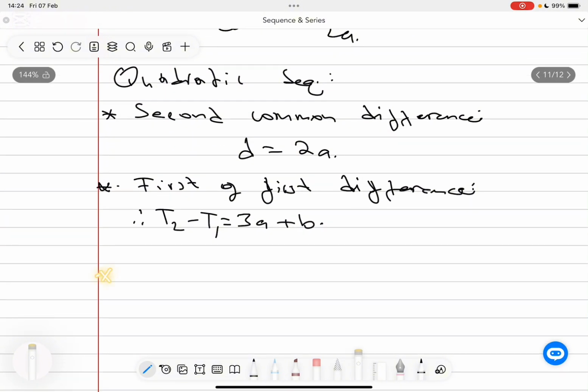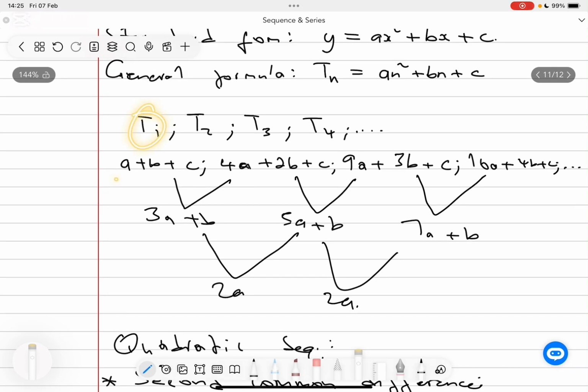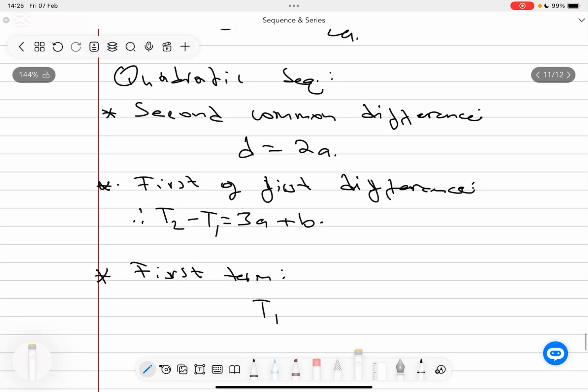Now, the other observation that we made is that the first term in this sequence is really defined by t1, because it's the first term really, right? It's t1 and it's equal to a plus b plus c. So this is equal to a plus b plus c. Remember, this will always be the case. All these things that I'm writing here, they will always be defined by this, because we are writing them in terms of variables. They are generalized, right? They're not a specific number.